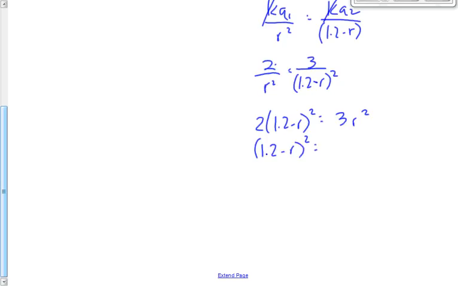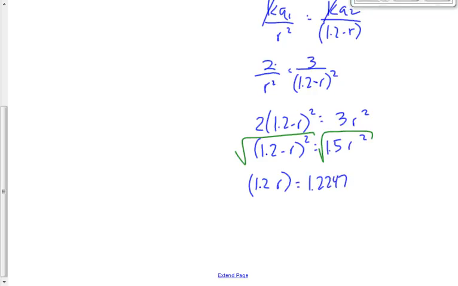So 3 divided by 2 is 1.5. Square root both sides. You do whatever you want to both sides. Probably makes sense to square root it though. 1.2 minus R equals, what's the square root of 1.5? 1.2247, thank you, James. R, right? Because we get rid of the square there.